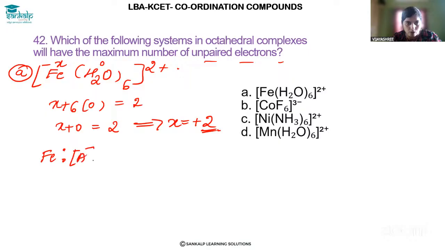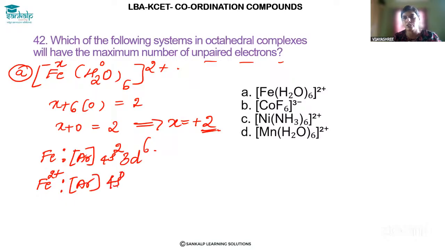We have to distribute these 26 electrons. It will be argon 4s2 3d6. Then Fe2+. Fe2+ means 2 electrons are lost from neutral Fe. So its configuration will be argon 4s0. Why is it 4s0? Because 2 electrons are lost. So the s subshell will have 0 electrons and 3d6.